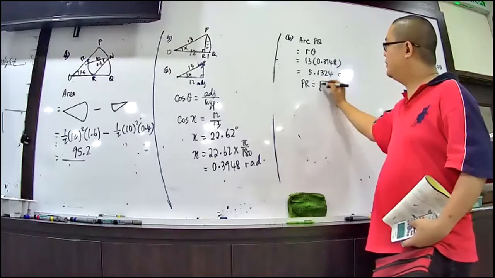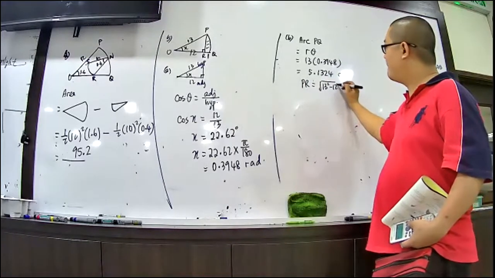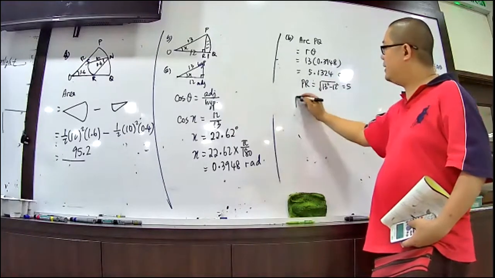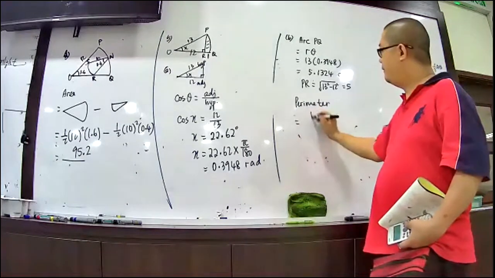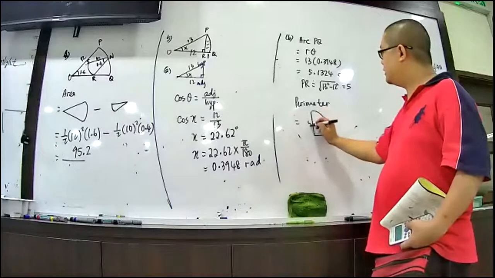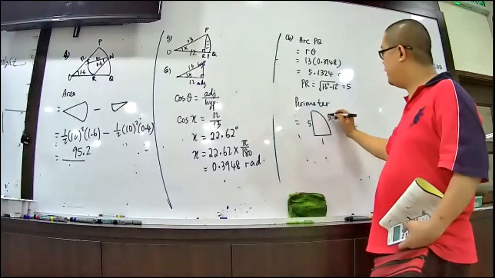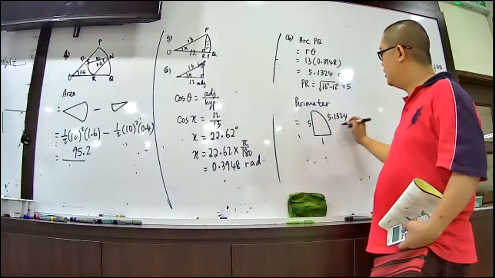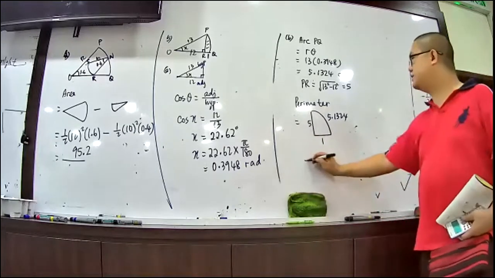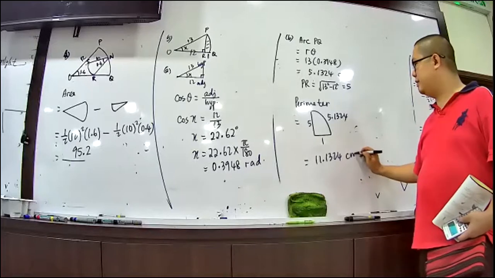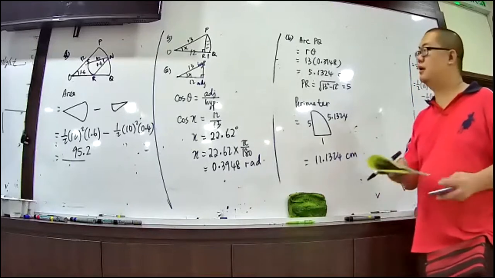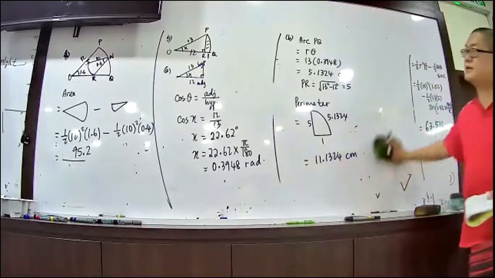PR uses the Pythagoras theorem. So perimeter of the shaded region: this one is 5, this one 1, this one 5. You sum it up, you're getting the answer 11. Okay? Check the answer faster.